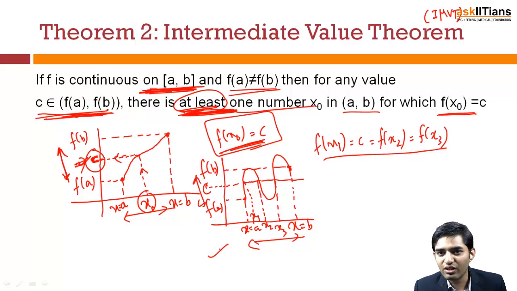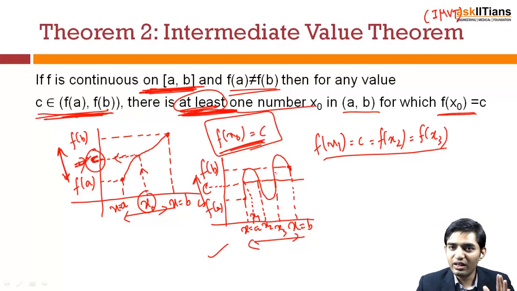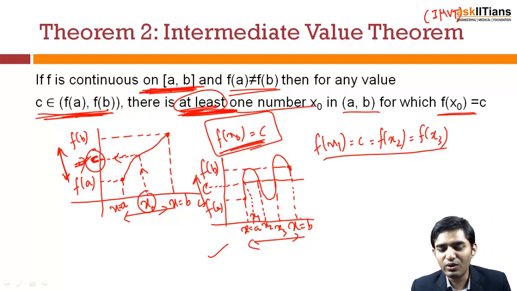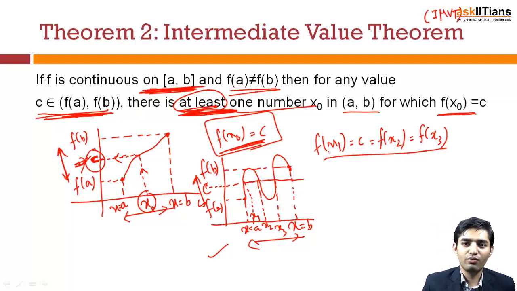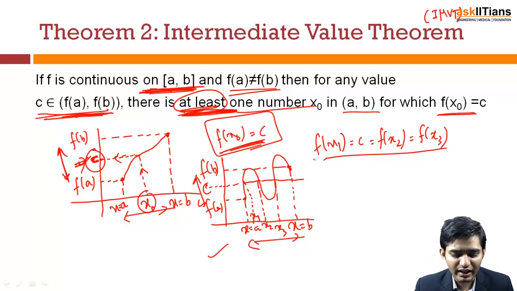Okay, we will see the application of this theorem in quite a while. First let us understand the statement of this theorem. The statement is, if there is some c between f(a) and f(b), then I will definitely get at least one value of x in between a to b, such that f of x naught, or f of x1, is equal to that c. At least one x naught I will definitely get.